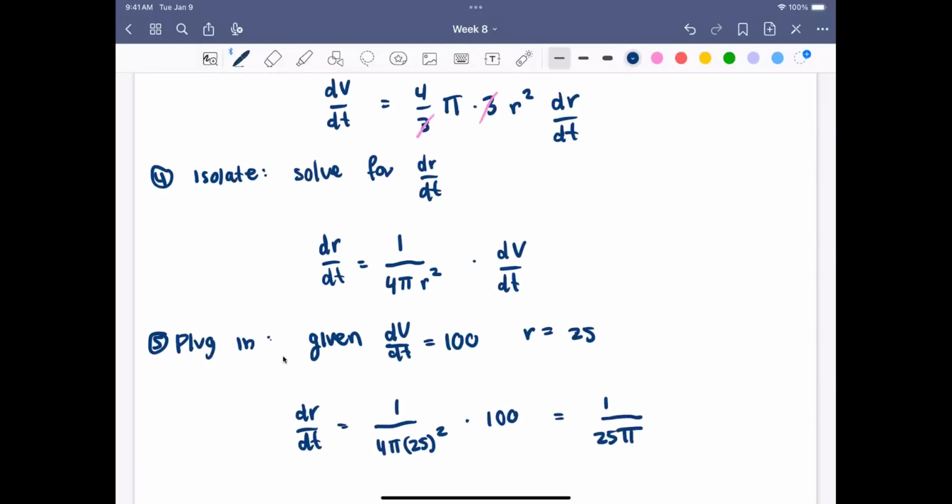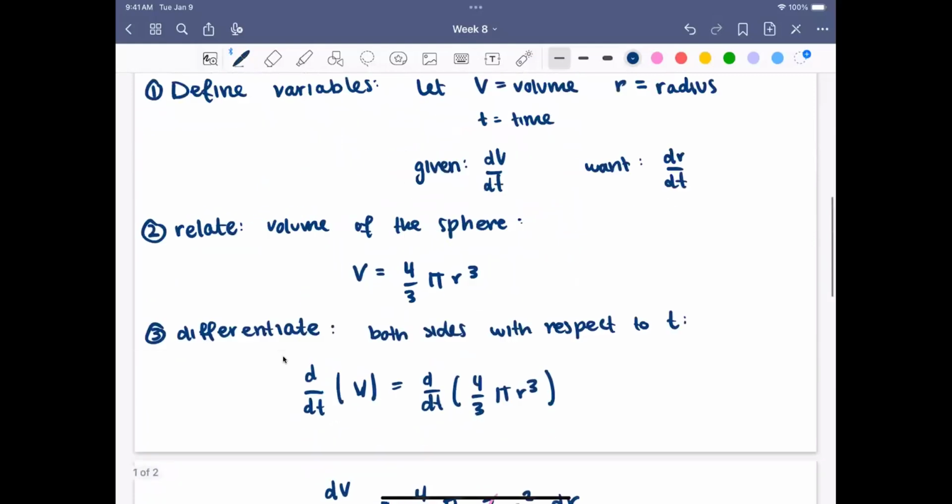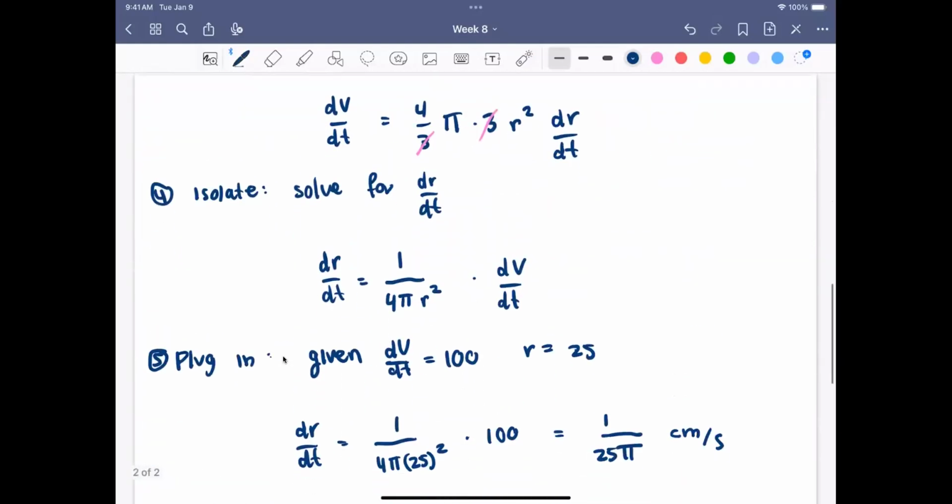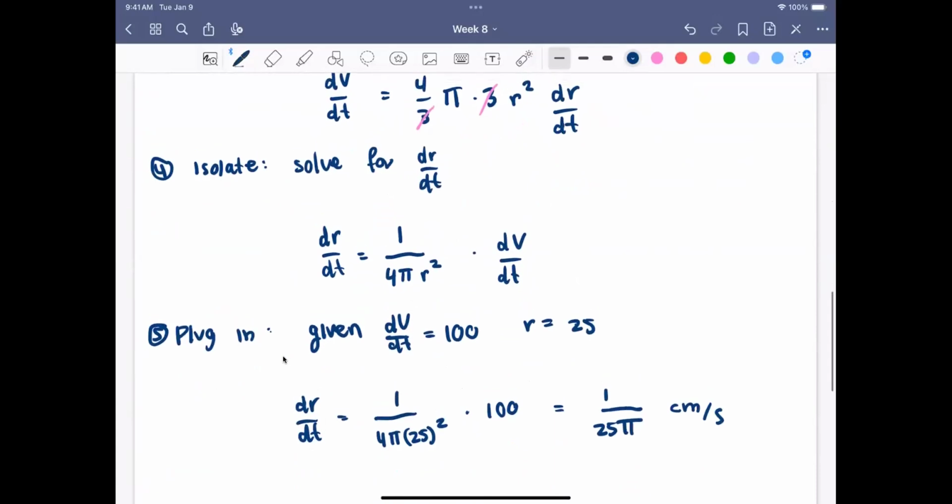And then you have to think for a second about what the units are. The radius would be changing. Everything was in terms of centimeters. This is centimeters per, I think everything was centimeters per second, right? Yeah. Okay, so this would be the final answer. Okay, are there questions?